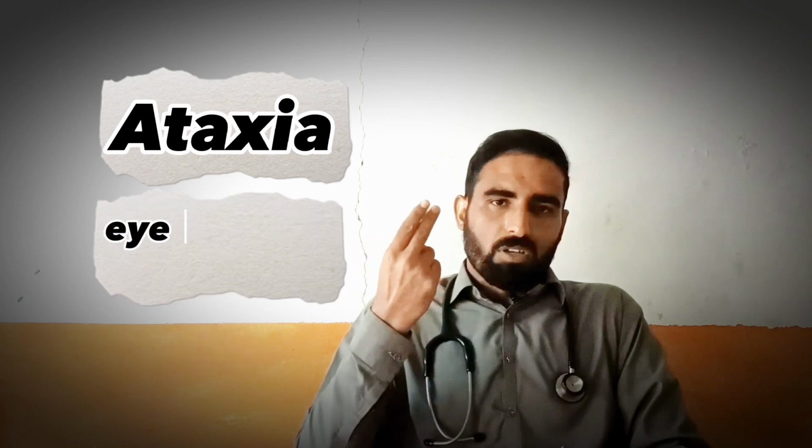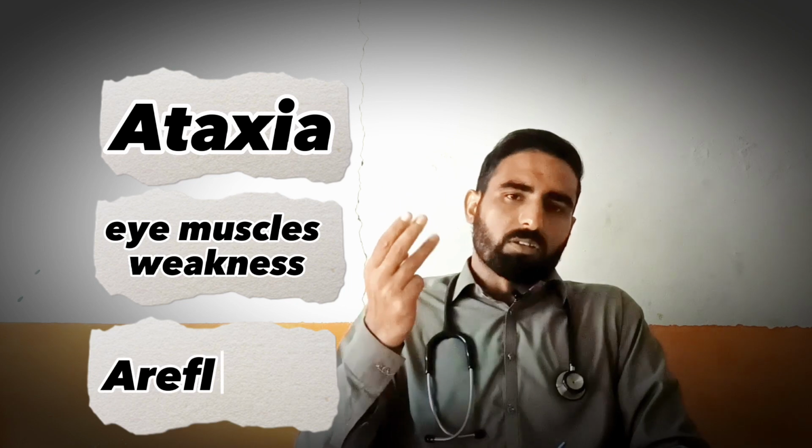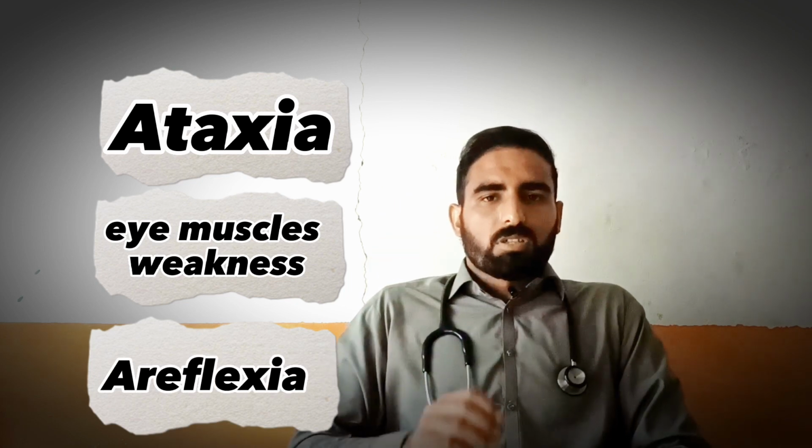The fifth type is Miller Fisher syndrome, in which there is a triad of features. The first is ataxia or incoordination. The second is weakness of the muscles of the eye, and the third feature is areflexia. So these are the 5 types of GBS.